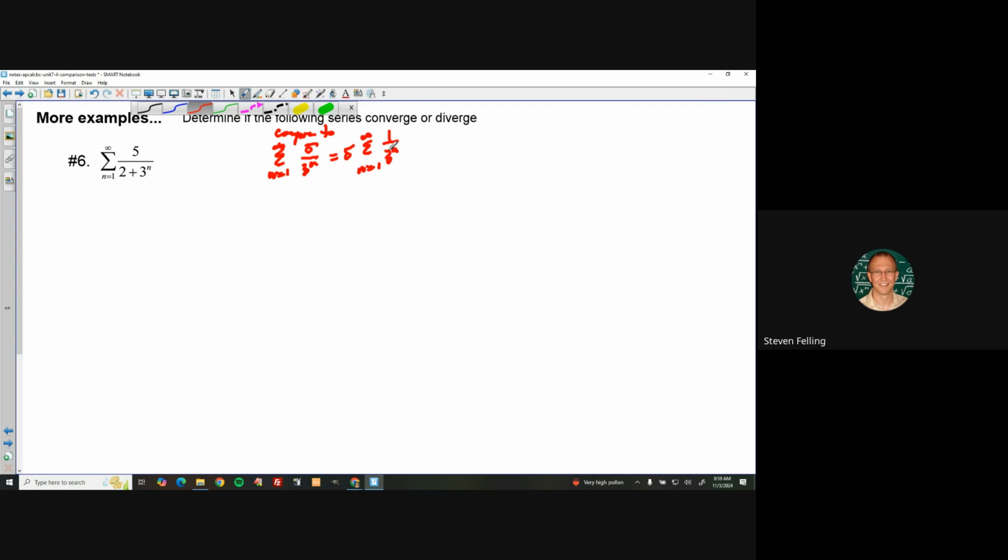And this one is actually geometric. Actually, maybe I'll put that 5 back inside there. This is a sum from n equals 1 to infinity of 5 times, and then this 1 you could write as 1 to the n, which makes this 1/3 to the n power, which makes this geometric with r equals 1/3. Since the absolute value is less than 1, that means this converges. So we have a similar series that converges by the geometric series test.